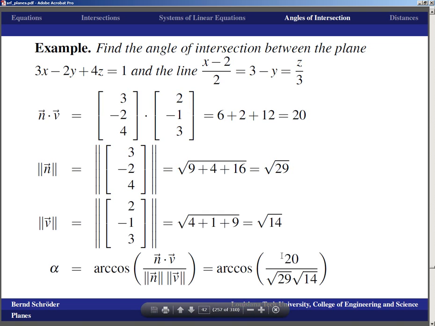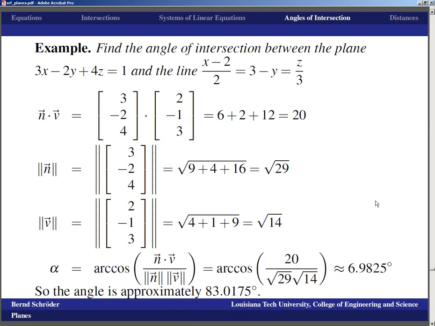So that would be the arc cosine of 20 divided by square root 29 times square root 14, which is what we have down here. And that is something that you work out with a calculator. Of course, it ends up being approximately 6.9825 degrees. That's smaller than 90 degrees, so we have to subtract it off of 90 degrees, and the angle between the line and the plane is approximately 83.0175 degrees. That is something that you can actually work out in your head.